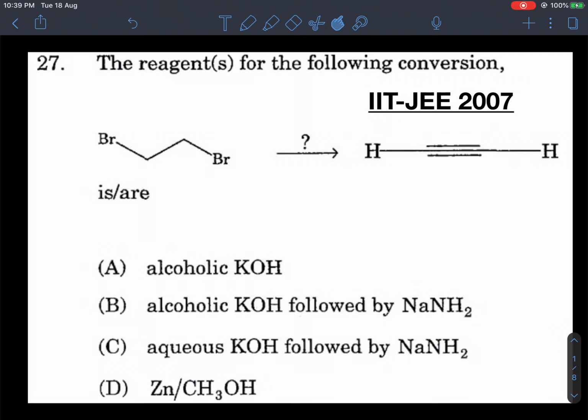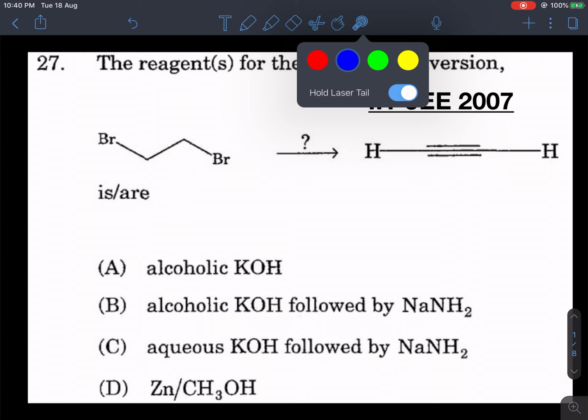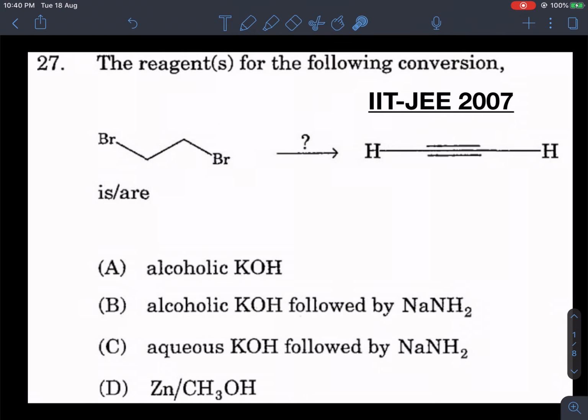In this video I am going to discuss the concept related to a problem which was asked in IIT JEE 2007. So without any further delay, let's get started. Now if you read the question, it is asking for the reagent or the set of reagents for the following conversion. There is a 1,2-dihalo compound and you have to ultimately convert it into an alkyne, a triple bond.